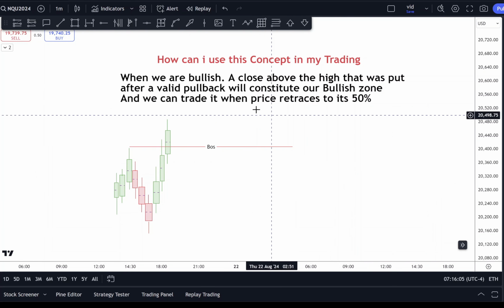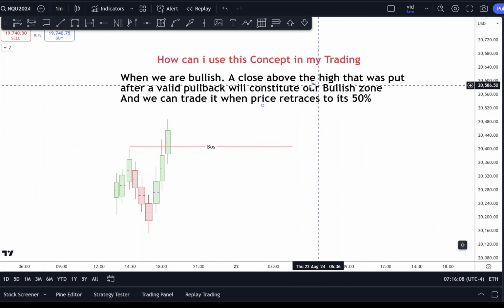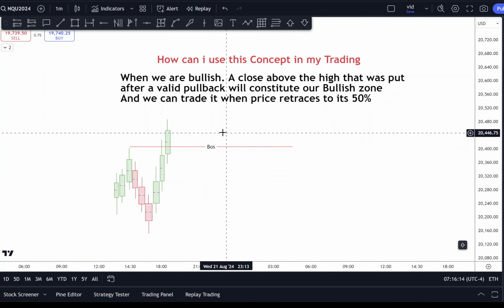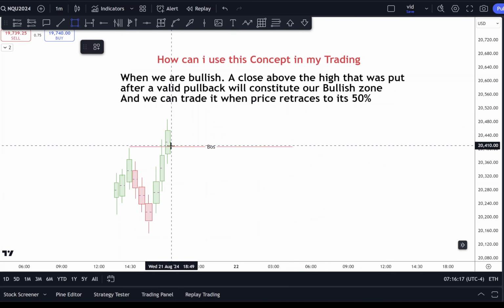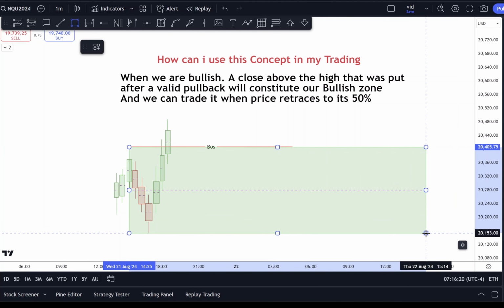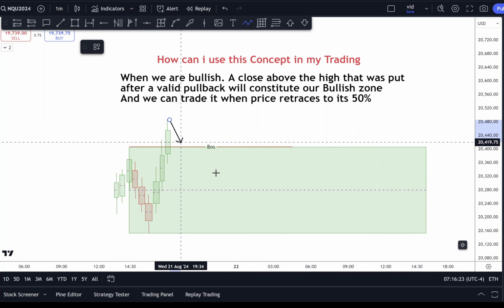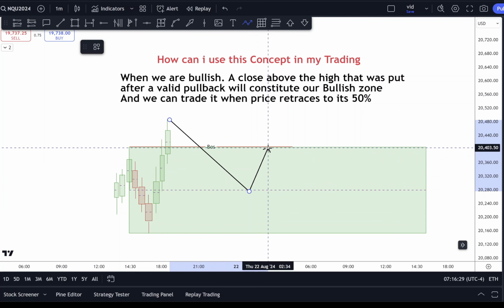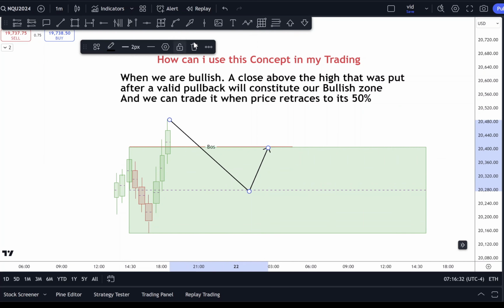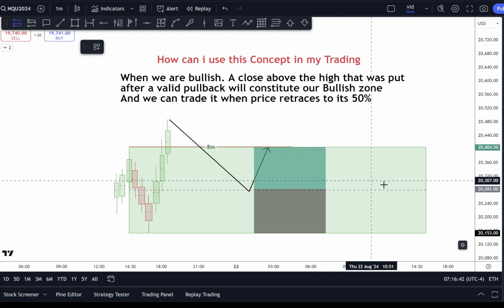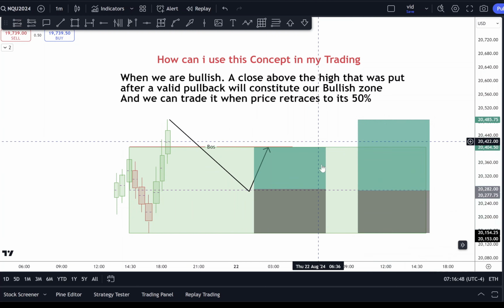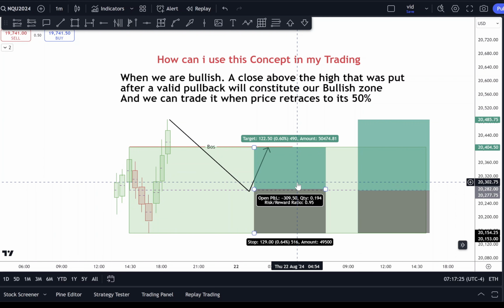the next week low. Vice versa, when we are bullish, a close above the high that was put after a valid pullback will constitute our bullish zone. And we can trade it when price retraces to its 50%. So this will be our bullish zone. So when price retraces to our 50%, we will enter limits here and we will take the one-to-one here. And again, if you are good with reading market structure, you can target the week high. Okay? So by just mastering this simple concept and mastering market structure, you can be profitable.